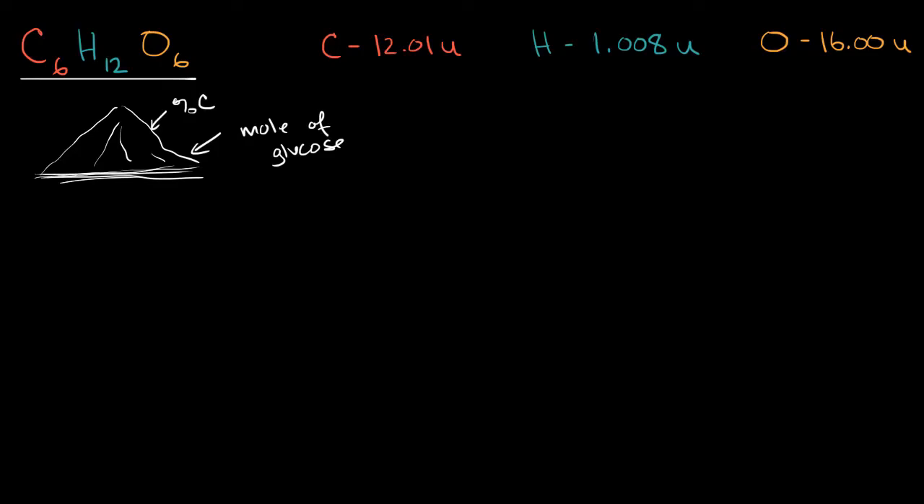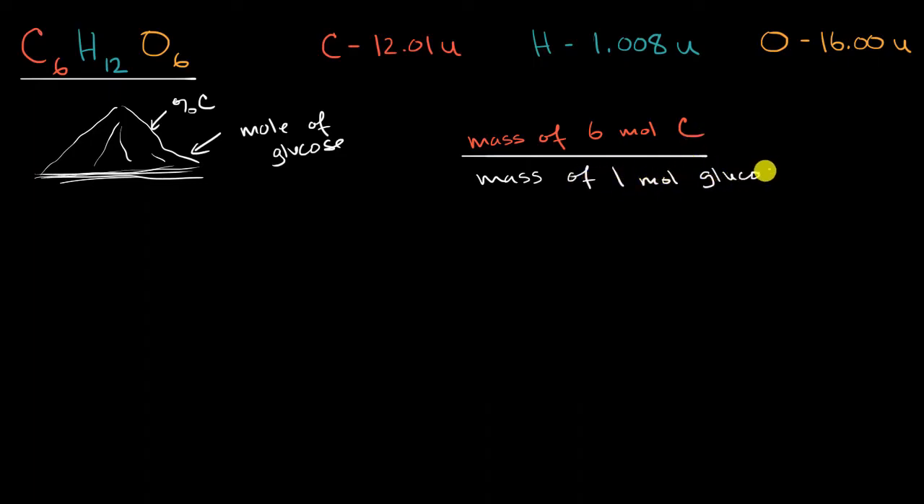So one way we could think about it is, for every mole of glucose, we have 6 moles of carbon because every glucose molecule has 6 carbon atoms. So we could say, what is going to be the mass of 6 moles of carbon divided by the mass of 1 mole of glucose? And once again, the reason why it's 6 moles of carbon divided by 1 mole of glucose is because if we assume this is a mole of glucose, every molecule of glucose has 6 carbons. So it's going to be 6 times as many carbon atoms, or 6 moles of carbon.